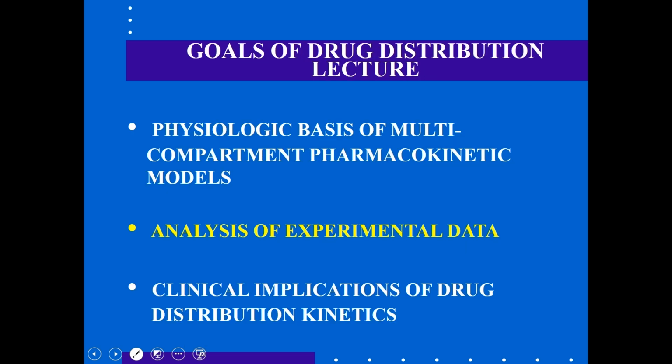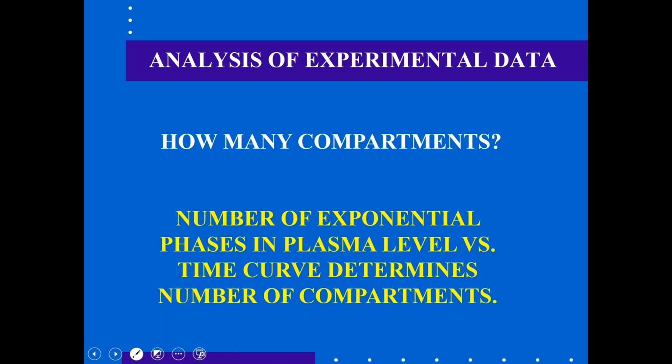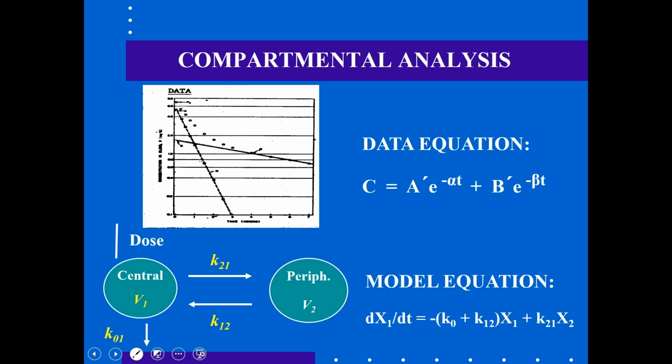So how do we analyze experimental data using compartmental models? Well, the first question is, how many compartments in the model? A lot of people agonize about it, but my approach is rather simple. The number of exponential phases in the plasma level versus time curve will determine the number of compartments. And so here we have a bi-exponential equation. That means we're going to wind up with a two-compartment model.